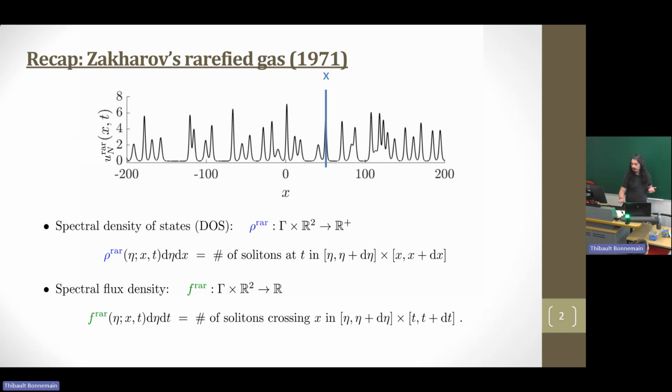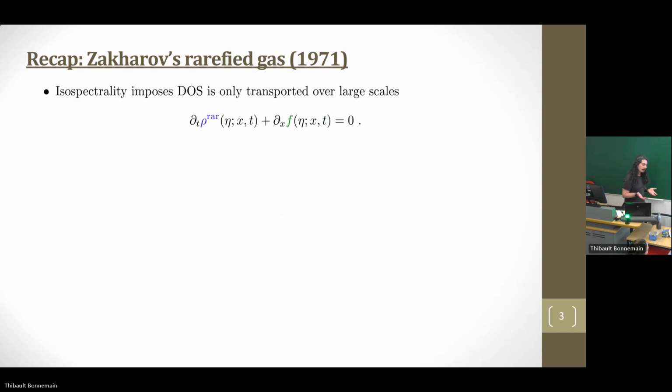Now I also want a way to characterize the large-scale dynamics. As motivation, I want to describe the hydrodynamics of my gas. Since the interactions between the solitons are elastic, the etas cannot change, the dynamics is isospectral, which means that the density of states can only be transported. So I can write this identity between the density of states and the spectral flux density. And now what I need to do is find a way to relate F to rho.